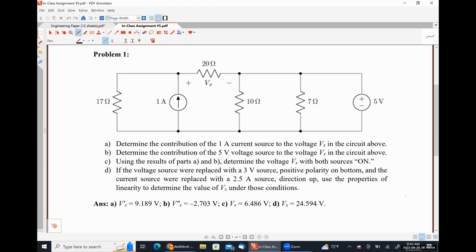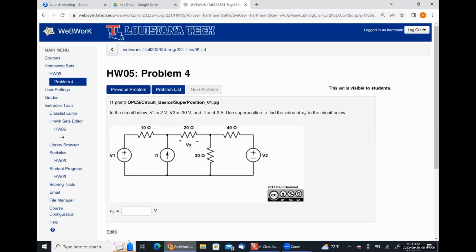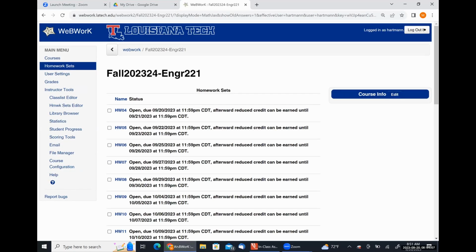Yes, sir. That's just the last problem. The web work that's due today, the last problem. Yes, web work is due today? The web step 4. I think everybody has this problem. All right, everybody's homework set number 4.